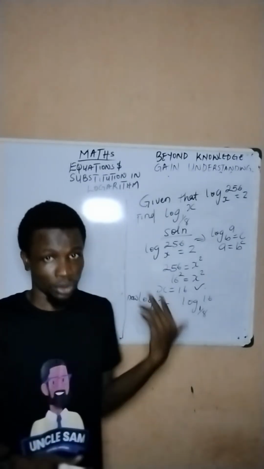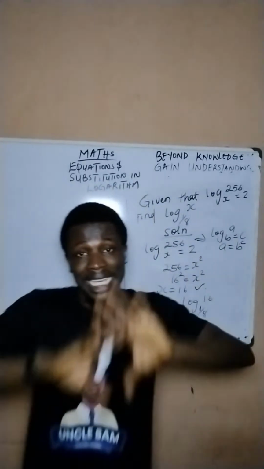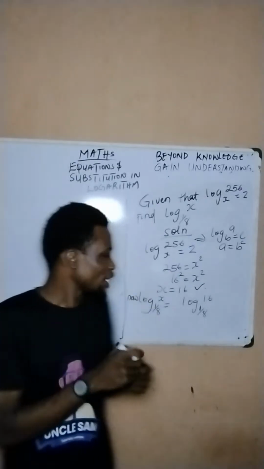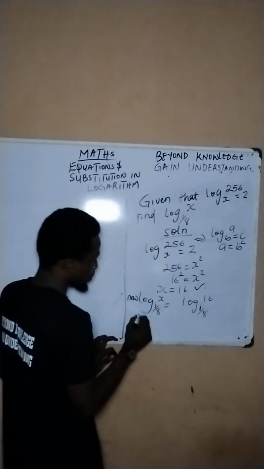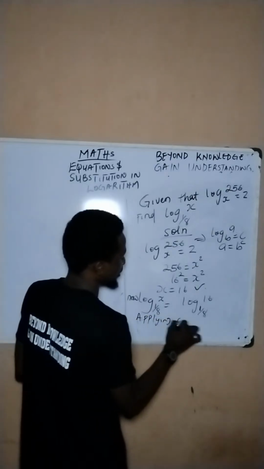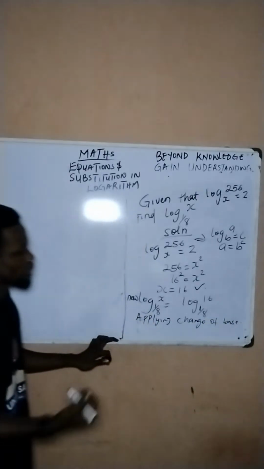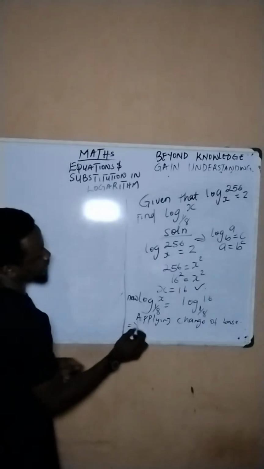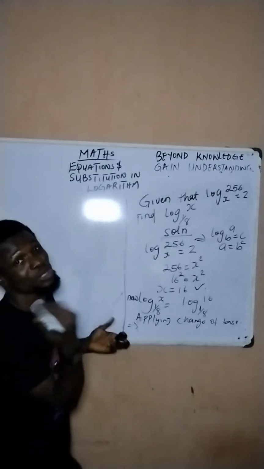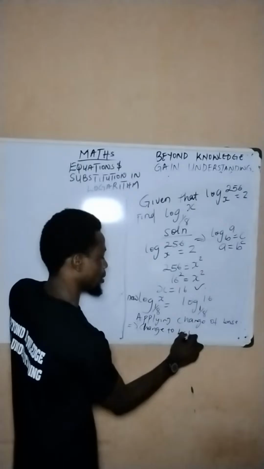I'm going to use two methods to solve this, to show you that we can use one of the methods that I mentioned when we were discussing change of base at the beginning of this class. First, I can decide to apply the change of base system. It's now left for me to choose the base that I want to attach to it. So let me choose base 10, changing both to base 10.